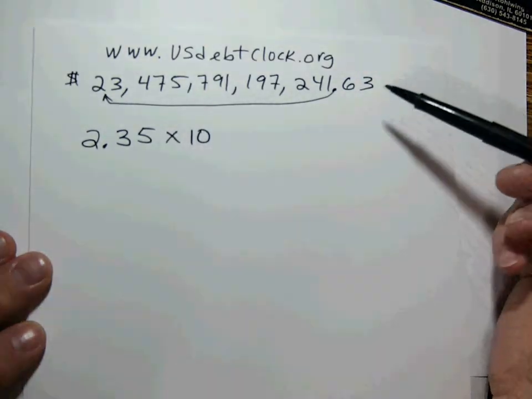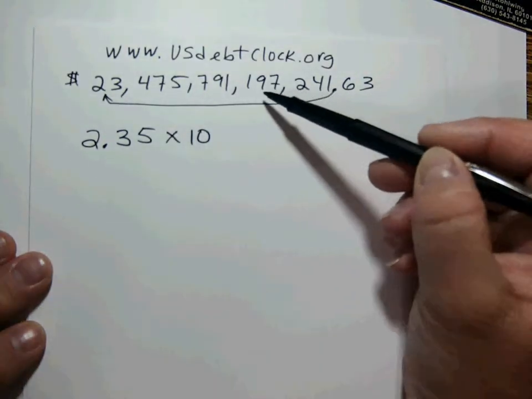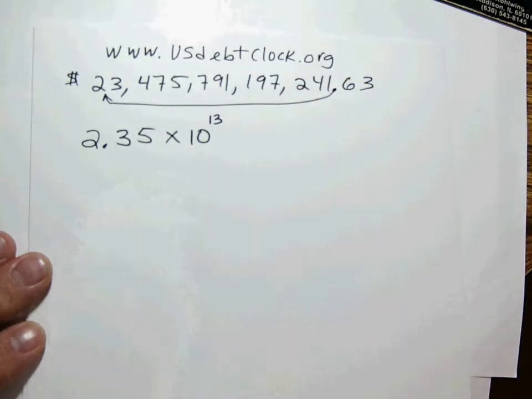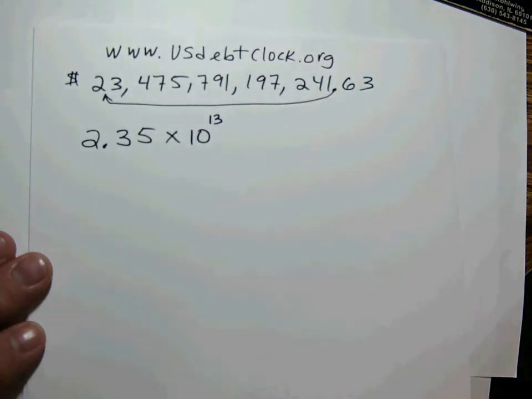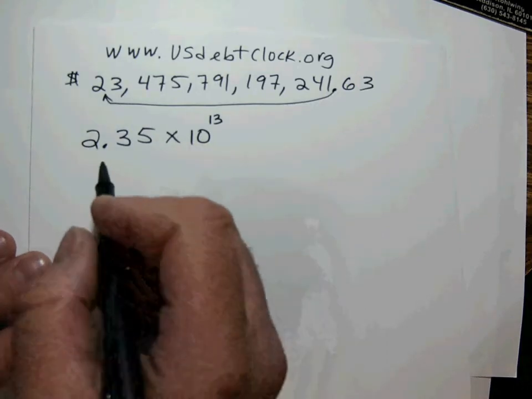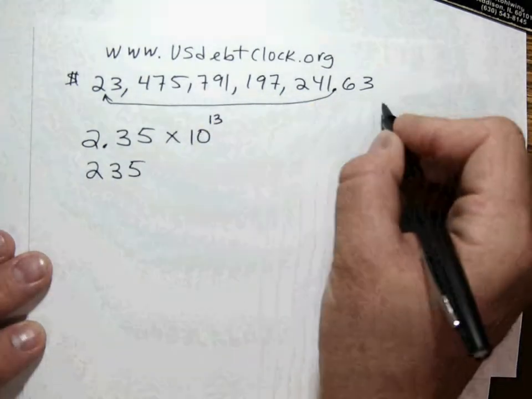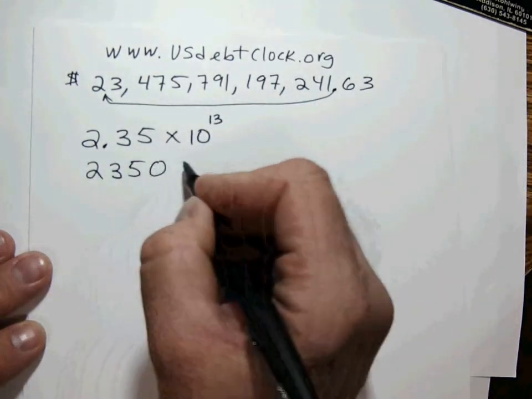Well, how many decimal places did I shift it there? 3, 6, 9, 12, 13 places. That's a more concise way to write that number. Now if I multiply this out and go back to standard notation, I've lost all this precision, right? Because all these are going to be 11 zeros after it here.